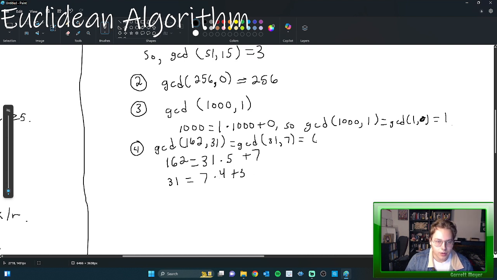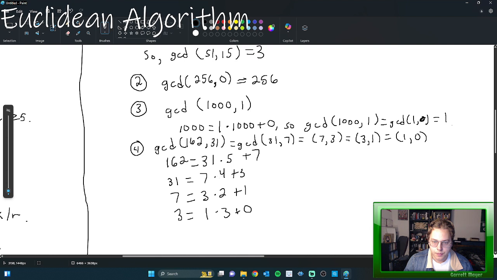So next we'll have 7 and 3 in this chain of equalities. And the next, 7 is 3 times 2 plus 1. So we'll add 3 and 1 to the chain of equalities. And then just for completion, we'll write out this last step. But honestly, you probably already know that it's going to end up being 1. So that means that the GCD of 162 and 31 is equal to 1, and that means that these numbers are relatively prime.